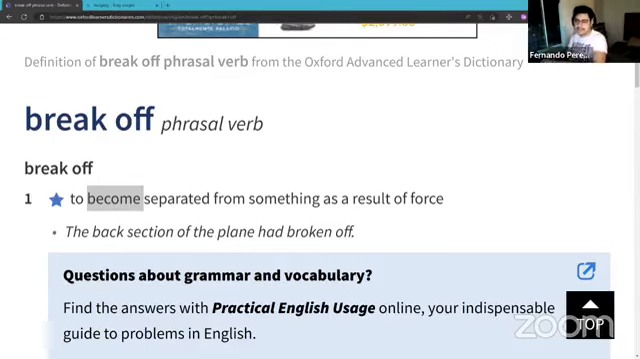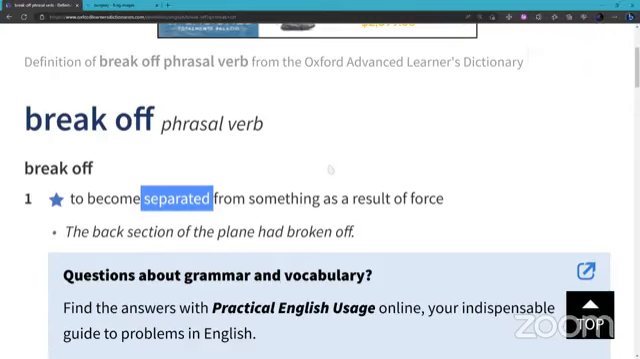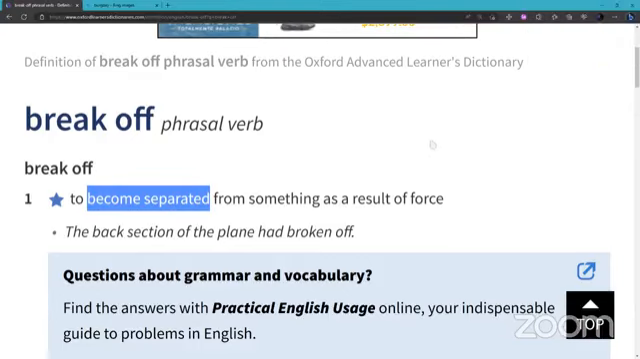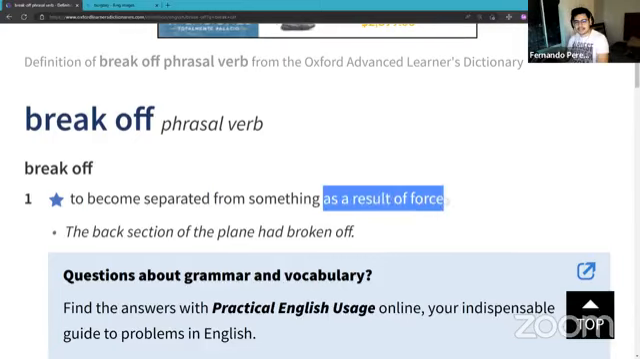Technically, the principal verb here is the verb become, because separated is working as a description. Remember that when you have a linking verb like get, become, the verb to be, seem, look, smell, etc., you need a description. So separated is not a verb. It becomes separated. Exactly. It's together something by force. By force. Yeah, eliminate by force. That's extra.